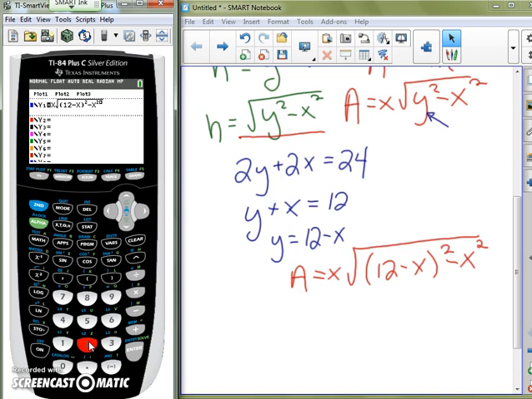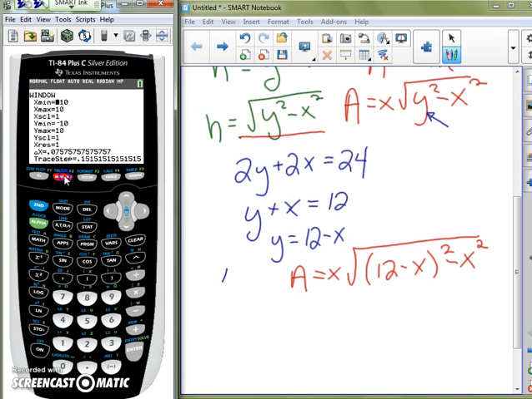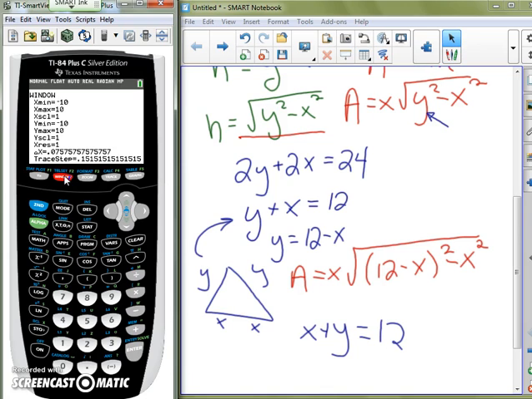There, it probably took you less time. Once again, we want to think about our window. X stands for half the length of the side. It's 24 all the way around. So my problem looks like this. So x plus y is 12. So a good number for x min, 0. And then a good number for x max. I think 10 is going to work just fine.